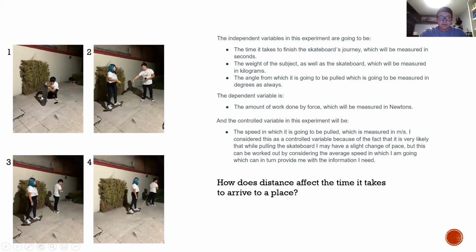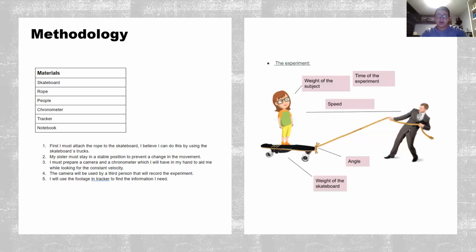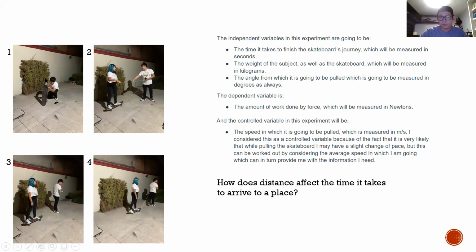Well, here is the process of what I explained earlier. It was basically, as I explained, attaching the rope, putting my sister in a comfortable position, and then starting to pull the rope in order for my sister to start advancing forward. And these are the first variables that I had planned for my experiment, but I was wrong because I actually chose three independent variables, which is a no-go. But in the end, I changed it, and in a second, I will show you how.